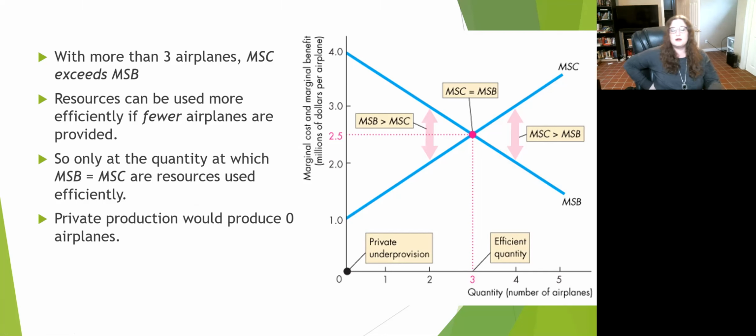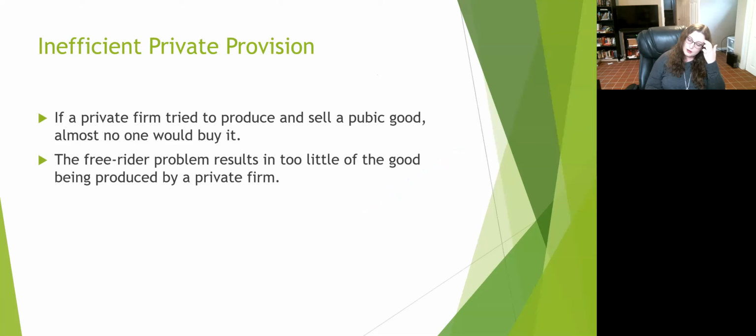We're very happy there because society is just as well off in their benefit as they are in what it actually costs them to get these planes. So we're very, very happy at an efficient quantity of 3 where the marginal social cost equals the marginal social benefit. Now, there's this idea of inefficient private provision.